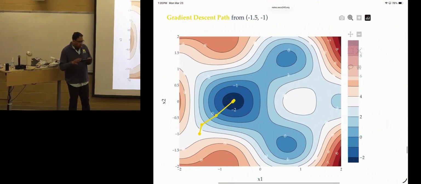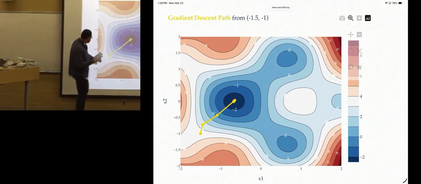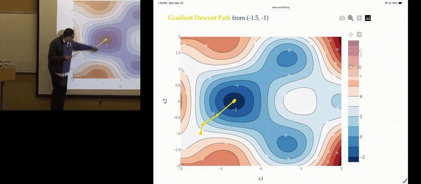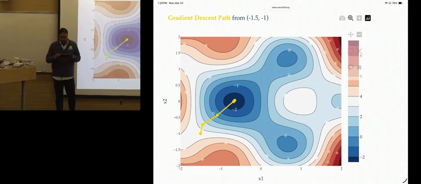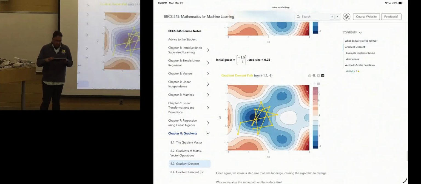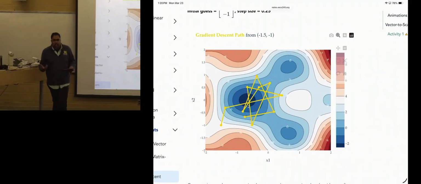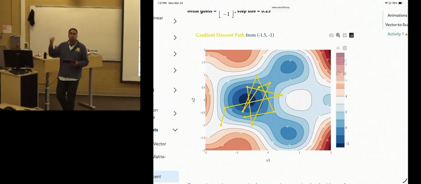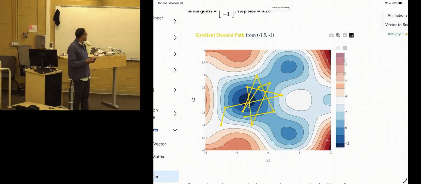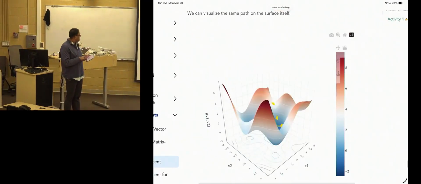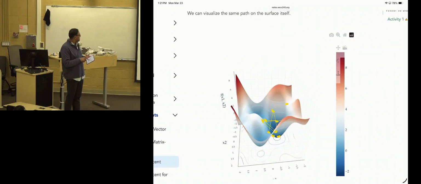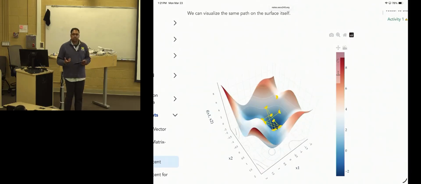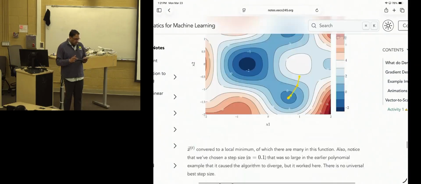Here, we started with a different initial guess, and you can see the direction happens to point us to the right place, which is the true global minimum. But again, if you pick a step size that is a multiplier on the gradient that is too big, then you may just end up bouncing in circles around the minimum, but not actually converging. So these are all things that could happen.